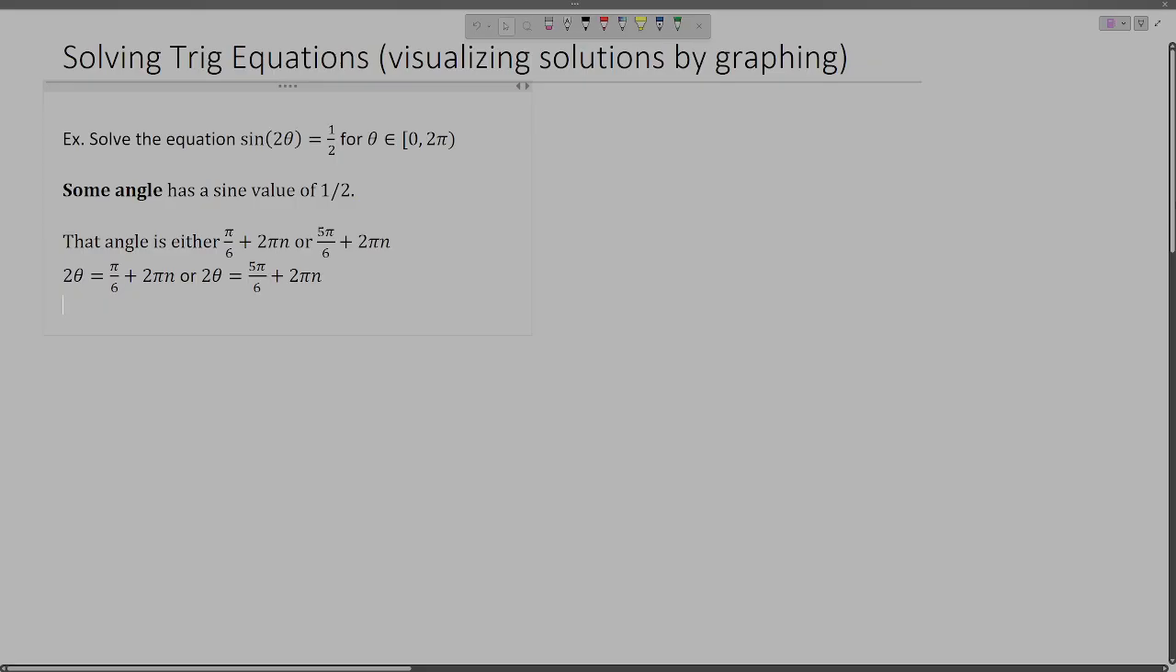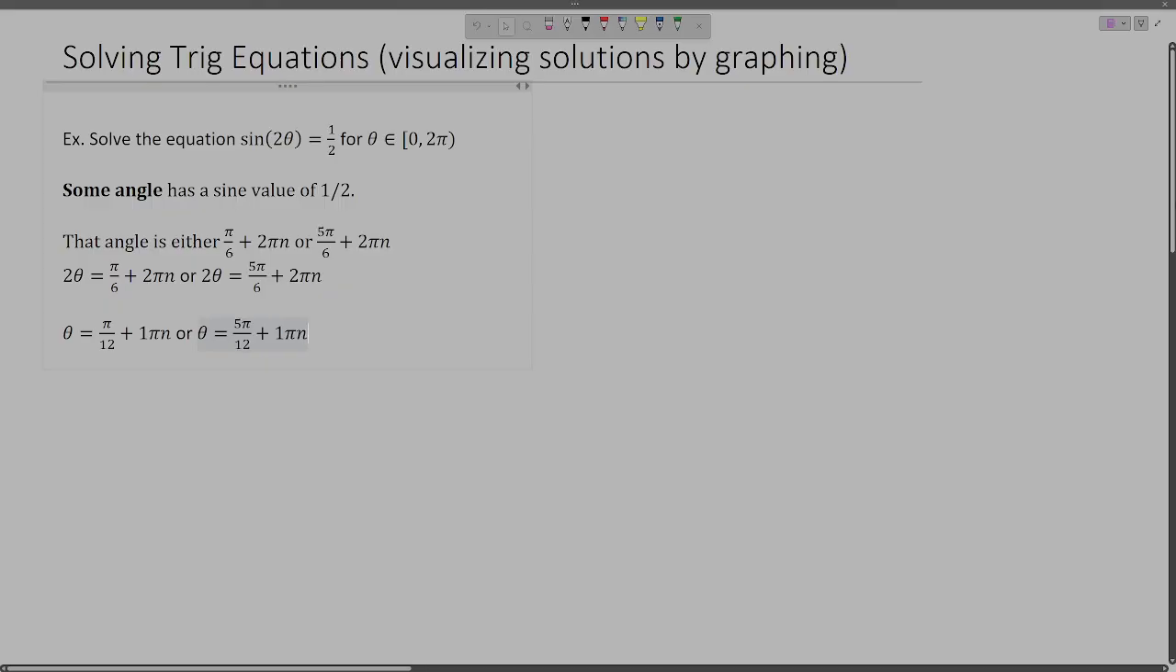Now we can divide everything by 2 on both of these possible solutions, and we'll get our actual solution set, or at least get closer to it. Theta itself is equal to pi over 12 plus 1 pi n. Just for emphasis, I will write down the 1. Or this guy, so that'll be 1 pi n, 5 pi over 12, and this will just be theta.